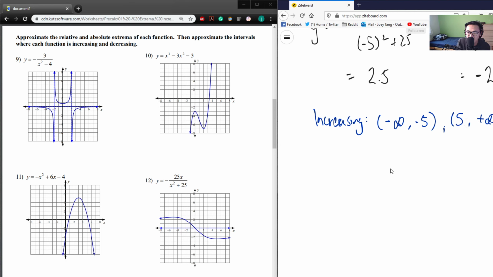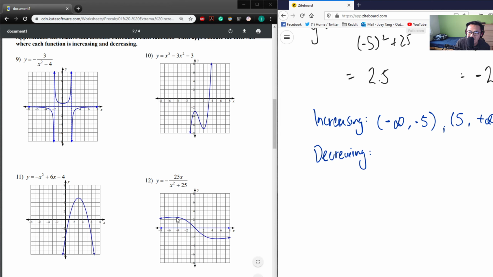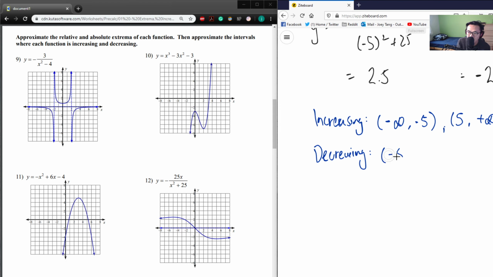And let's do decreasing intervals now. So the interval of decrease is simply just this part here, right? Because remember I said that this is increasing, and then this would be decrease, and this is increase, right? So this is from -5 to 5 simply. So this is -5 to 5. And that's going to be our answer for question 12.